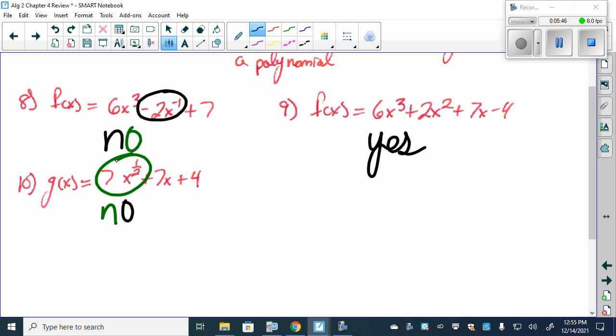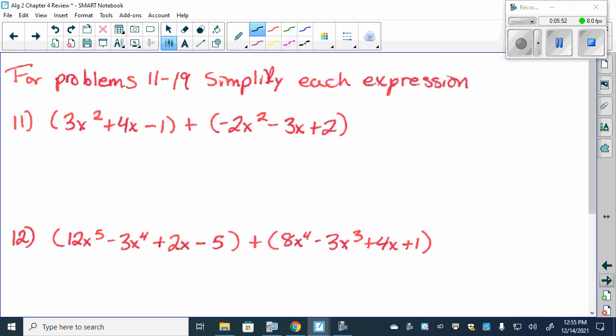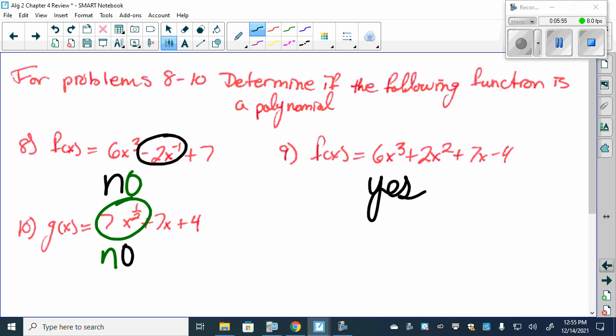Any other questions on 8, 9, or 10? Which ones are the not polynomials? So I do have it listed up there. I will post that later tonight.